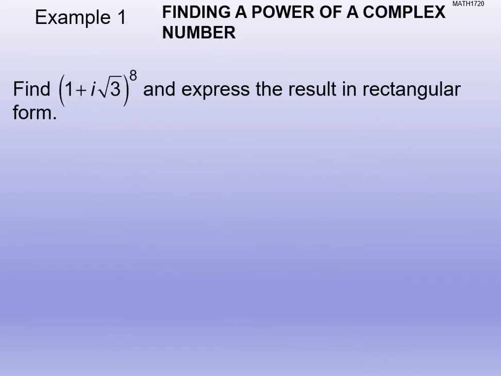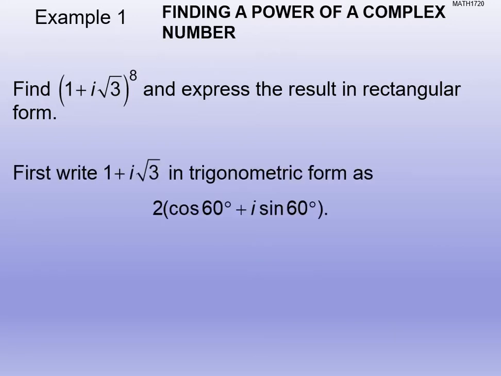Okay, so let's take a look at this one. We want to find 1 plus i square root of 3, all raised to the 8th power, and we want to express the result in rectangular form. A couple steps to do in these problems. The exponent's 8, so that's going to make a difference for us, but it's important that we express this in trig form first. So we're going to write 1 plus i square root of 3 in trig form. When we do that, we get 2 times cosine of 60 plus i sine of 60.